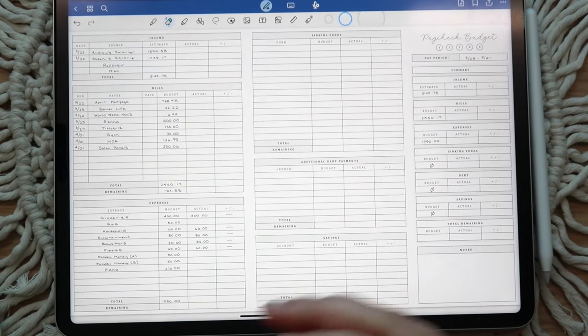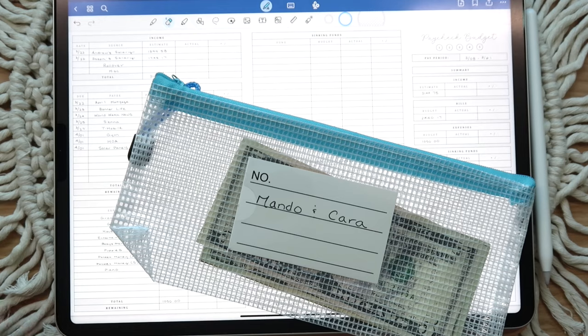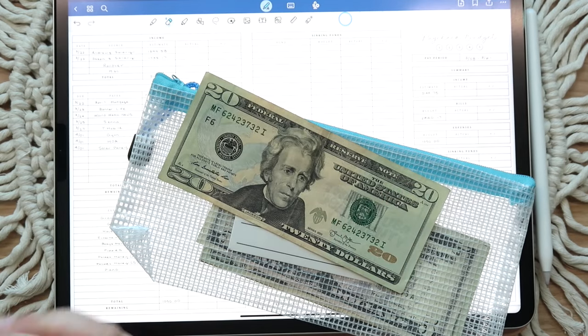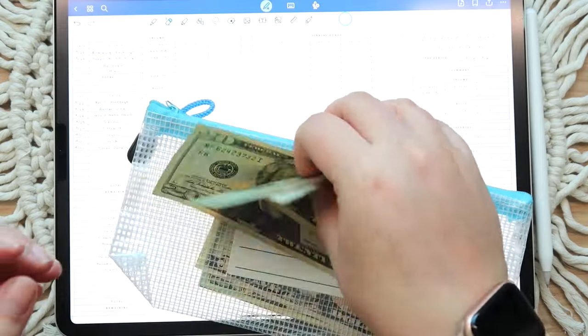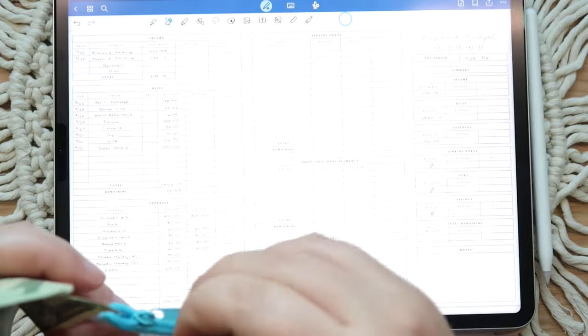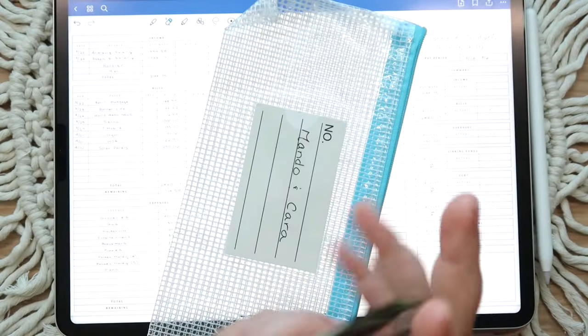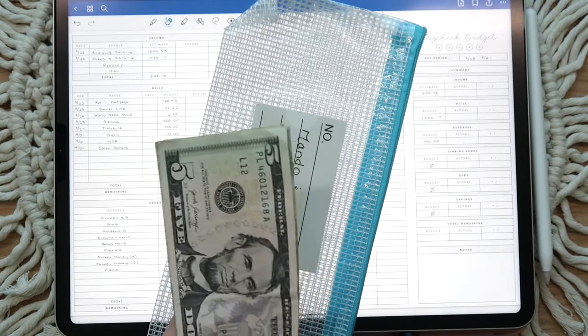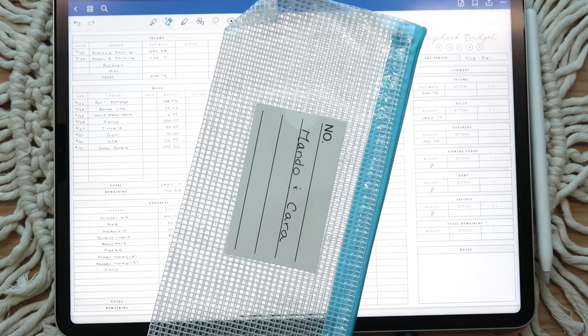Next we have Mando and Kara. So they are going to get $60. So 20, 40, and 60. Andrew is going to look for beds for them. He's gonna go to Costco today and see if they've got some good beds, because we are going to train them to not sleep in our bed anymore. It's just been too much.